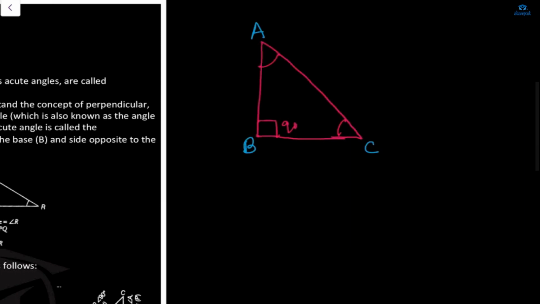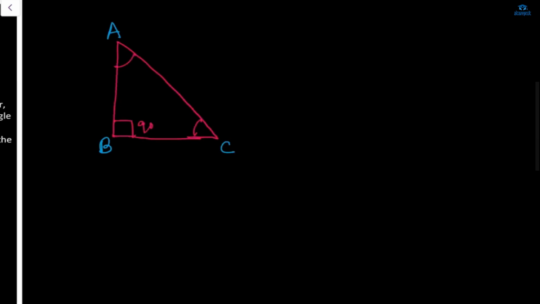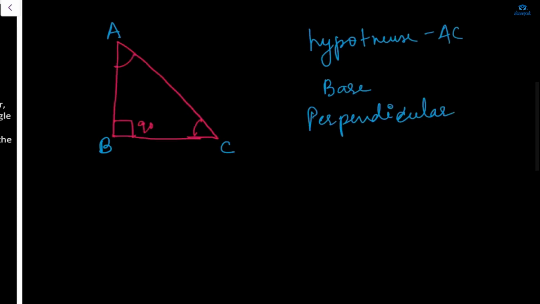When we go with trigonometric ratios, we have three sides. One is the hypotenuse, the longest one, here it is AC. Then there are the base and perpendicular. Now this base and perpendicular are not the same; they depend on which angle you are taking as your reference. If you are taking angle A as reference, then the side opposite to angle A is BC. BC will be your perpendicular.